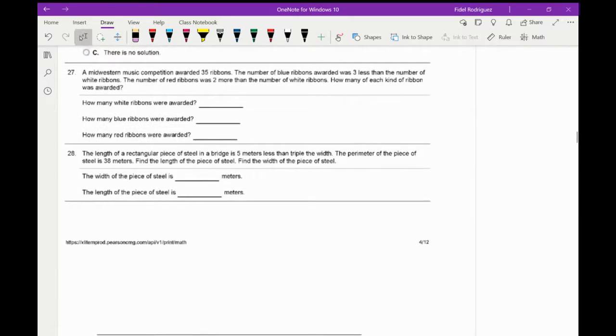Okay, and it says a Midwestern music competition awarded 35 ribbons. The number of blue ribbons awarded was three less than the number of white ribbons. The number of red ribbons was two more than the number of white ribbons. How many of each type of ribbon was awarded? Okay, so we have three types of ribbons here. We have blue ribbons, we have white ribbons, and we have red ribbons. And I want you to notice as I read this sentence right here, it's talking about the number of blue ribbons, but they're talking about the number of blue ribbons in terms of the number of white ribbons.